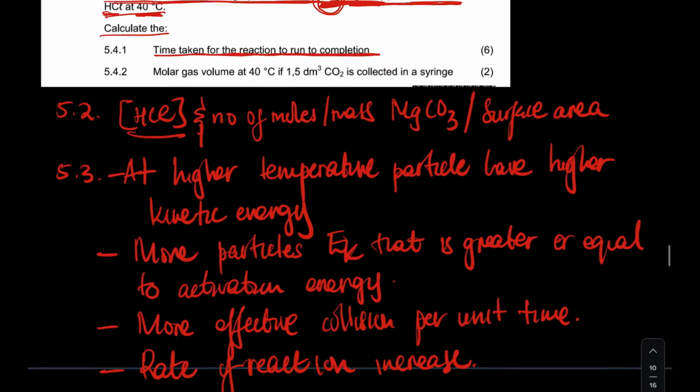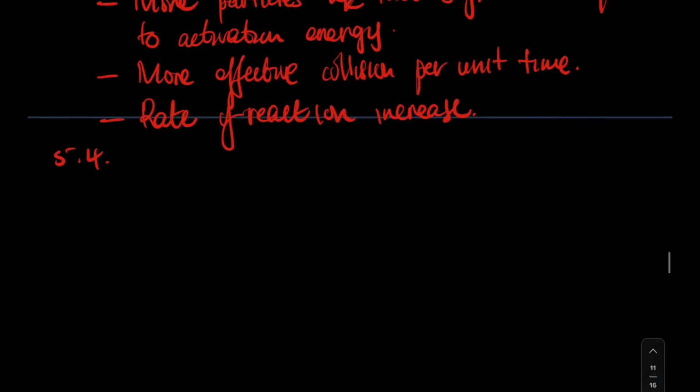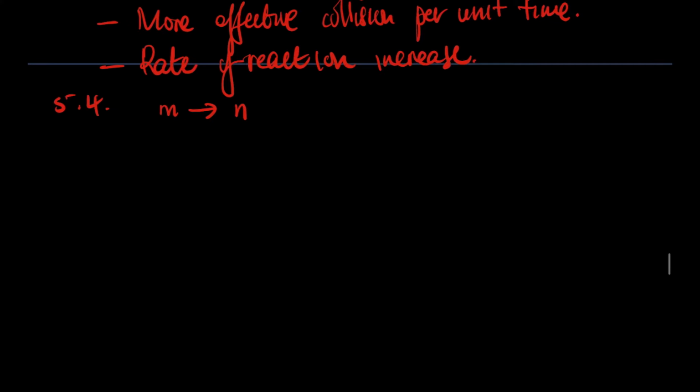We're going to change that magnesium carbonate mass into number of moles. So we're going to say number of moles is equal to mass over molar mass. So that number of moles is what? It's 5. That's the amount that is used, right?